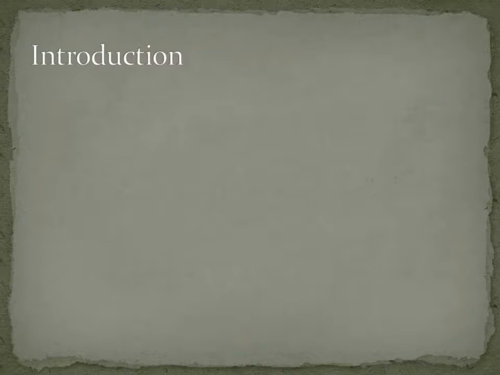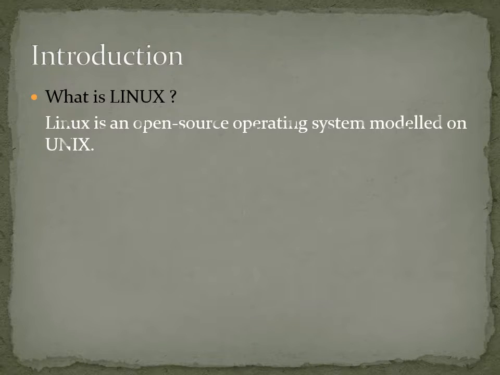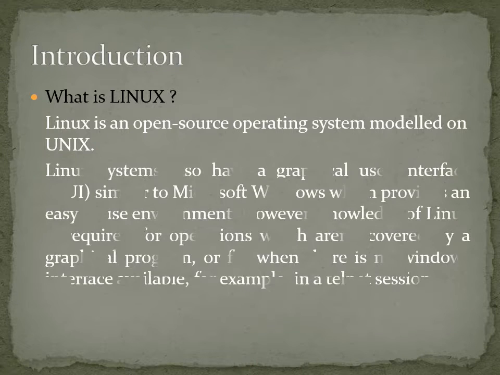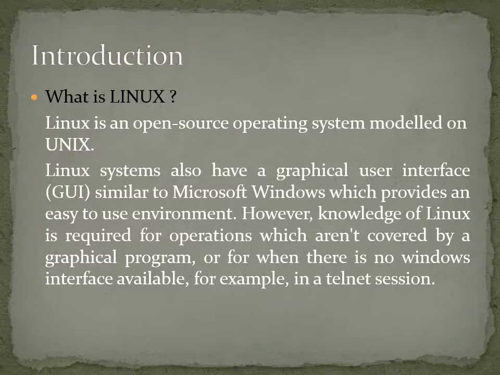Introduction. What is Linux? Linux is an open-source operating system modeled on Unix. Linux systems also have a graphical user interface, GUI, similar to Microsoft Windows, which provides an easy-to-use environment. However, knowledge of Linux is required for operations which aren't covered by a graphical program, or for when there is no Windows interface available, for example, in a telnet session.